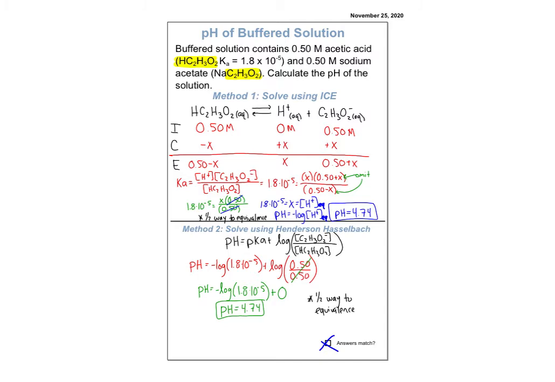Or we could use the Henderson-Hasselbalch. The pH of the solution is equal to the pKa, the negative log of the Ka, plus the log of the base over the acid, B over A. So we take the negative log of the Ka plus the log of 0.5 over 0.5, so the log of 1 is just 0. And so the negative log of 1.8 times 10 to the negative fifth is the exact same answer. So either method works to find the pH of a buffered solution, either ICE with a common ion or Henderson-Hasselbalch.